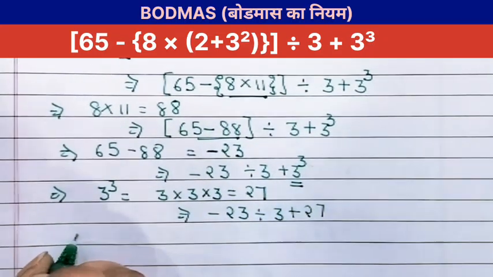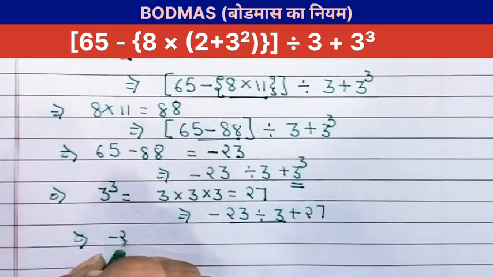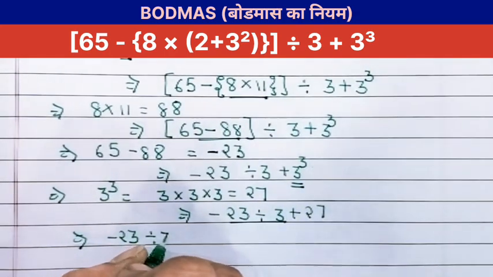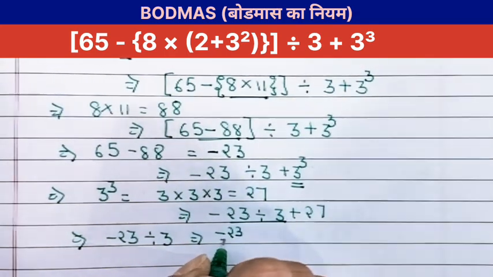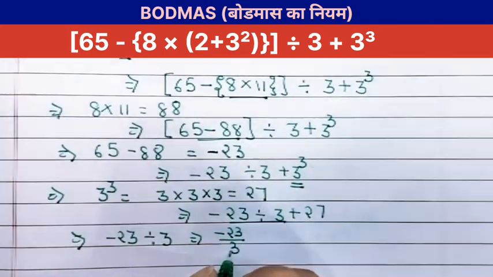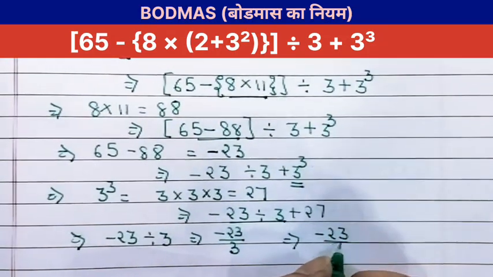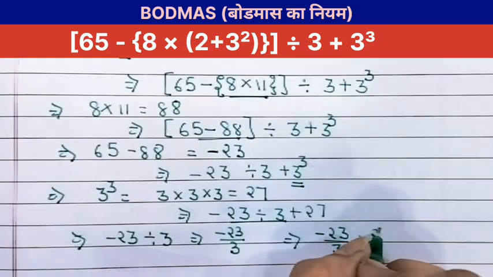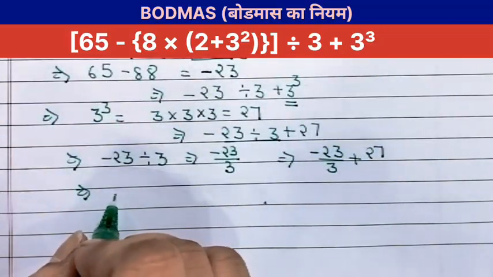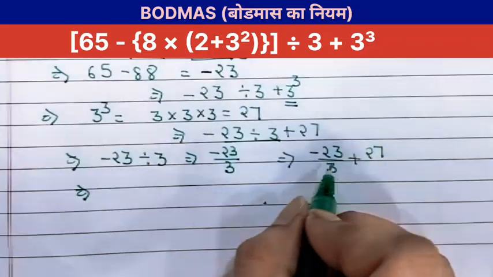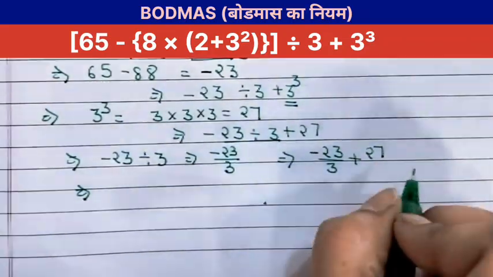Now sixth step, perform the division. Now we divide the values: 23 divided by 3. According to this step, we can write it down as minus 23 divided by 3. So now the current expression becomes minus 23 by 3 plus 27. Now finally the seventh step, perform addition. Final step, find a common denominator to add the fraction and the integers. This is the final remaining operator.